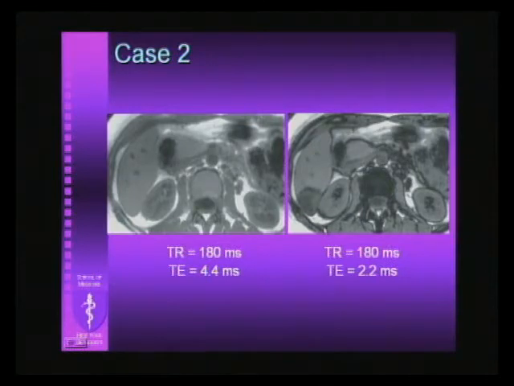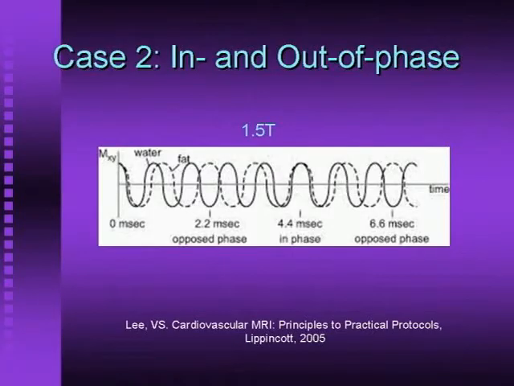And so I'd like to just review the significance of in and out of phase imaging here for characterizing lesions, especially those that lose signal on the out of phase. So just by way of review, water and fat protons tend to precess at slightly different frequencies. They start off together, but they precess at different frequencies so that at an echo time of 2.2 milliseconds, they point in opposite directions. They're out of phase.